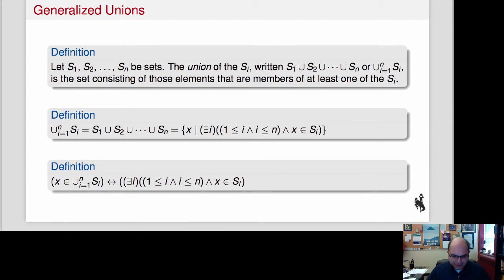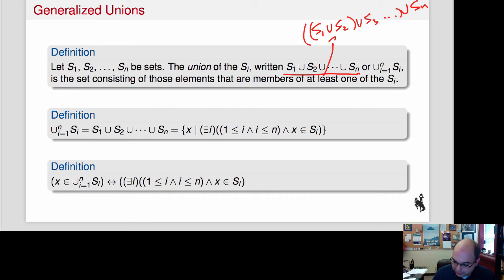We can actually do that to unions as well. So let's take the union of S1, S2, all the way up to S sub n. In this case, I really can't think of that as S1 union S2, union S3, and so on. This is actually the same thing, so I'm not so much generalizing something, but I am introducing this new notation, which is very convenient: the union from i equals 1 to n of S sub i.